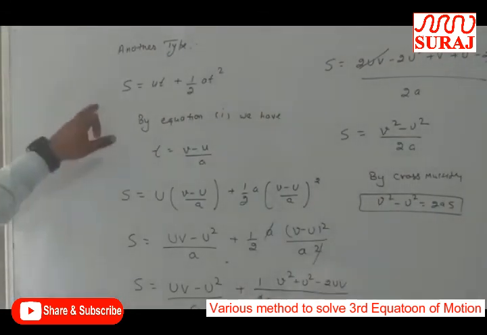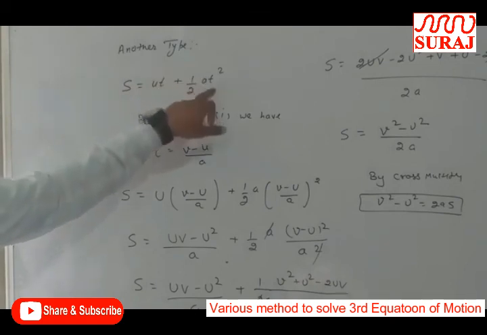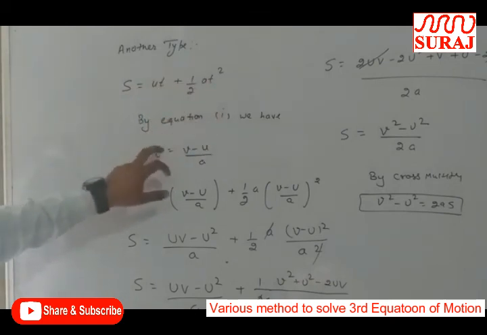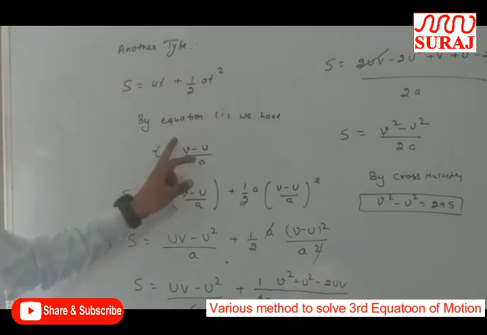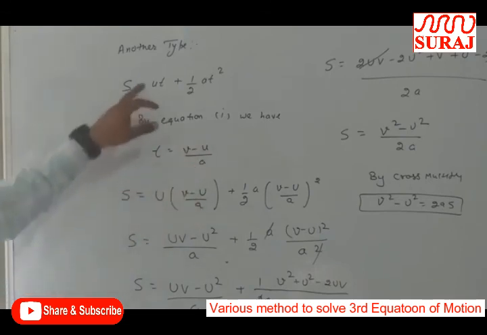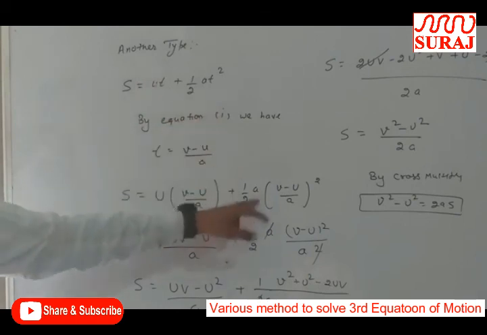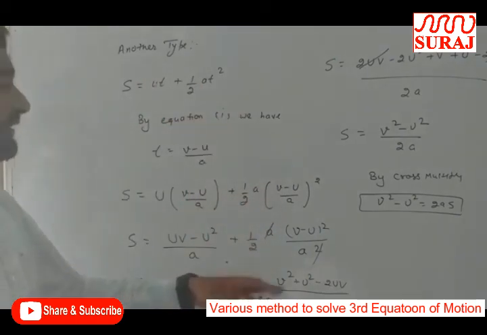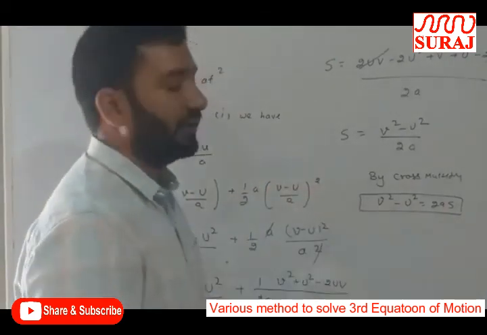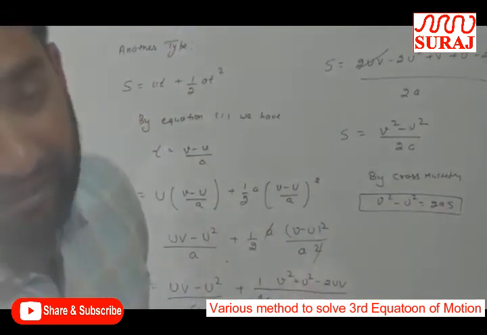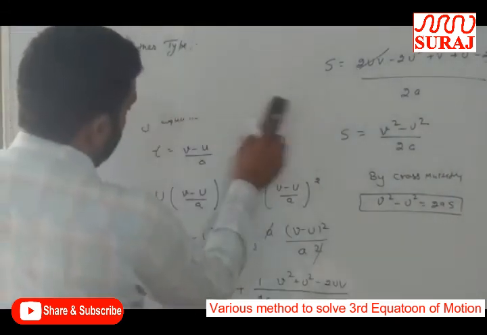Dear students, in the second equation we have s equal to ut plus half of at square. Now from the first equation we can calculate t is equal to (v minus u) by a. Put the value of t in this equation, then u, then value of t, half of a, then value of t. By solving it, at the last we have v square minus u square is equal to 2as. This is the third equation of motion.